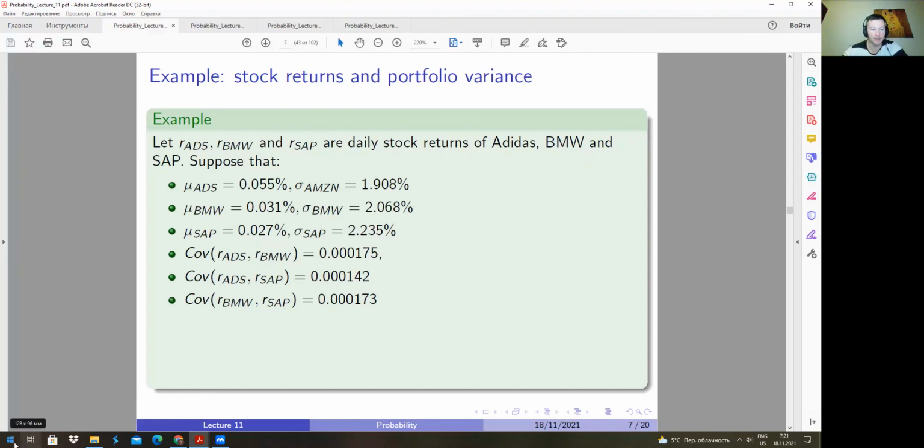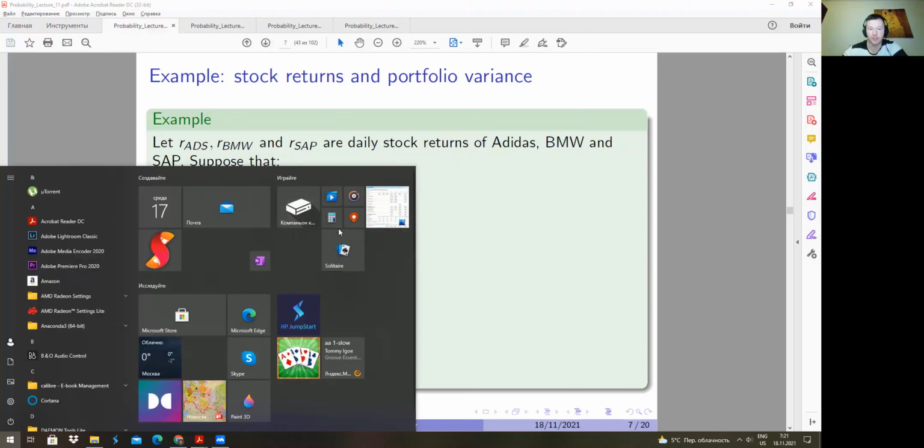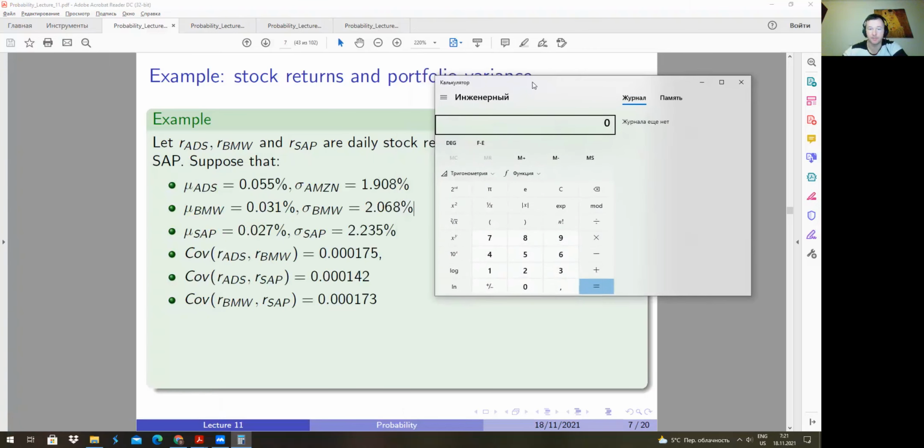So basically, we can also calculate the correlation coefficients simply from here. I need to take the covariance, 0.30175, and divide this by the product of standard deviations. So I divide this by 0.01908, and then I divide this by 0.02068. So the correlation coefficient between Adidas and BMW is 0.44.